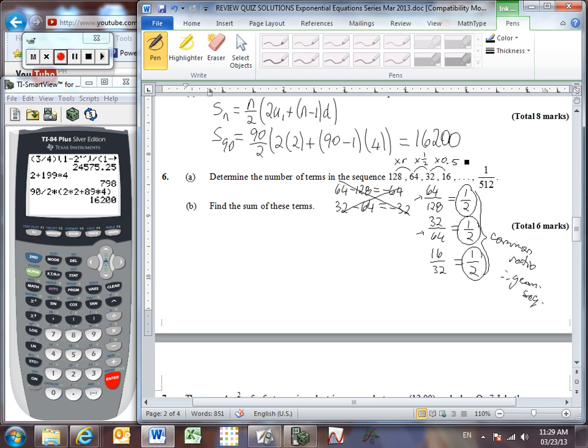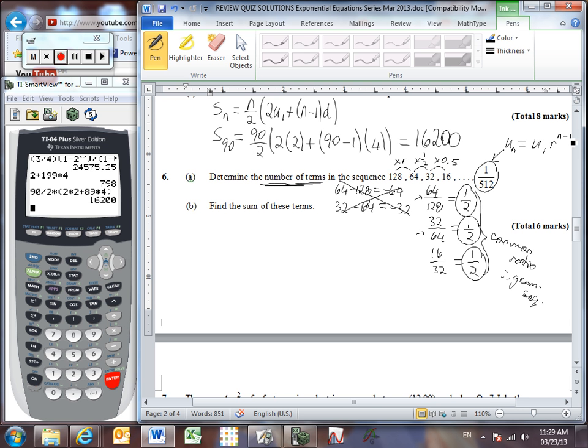Now part A says determine the number of terms in this sequence. It does tell us that we get all the way to 1 over 512. This is our nth term. I don't know if it's my 7th term, my 12th term, my 15th term. That is my nth term, and I'm trying to figure out what is the value of n, what is the number of terms. So I know that in general in a geometric sequence un is equal to u1 times r to the n minus 1.